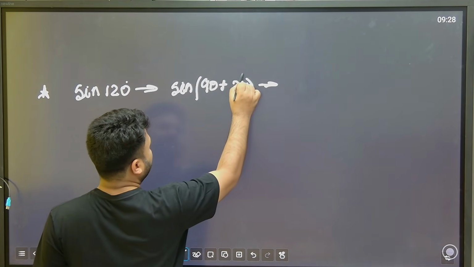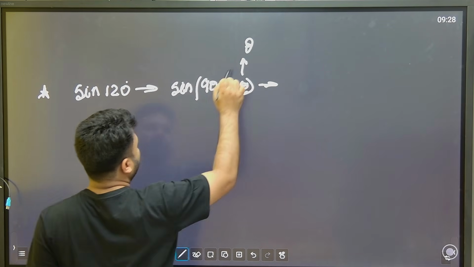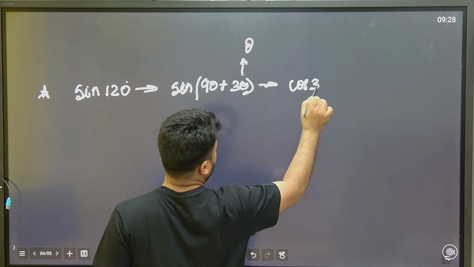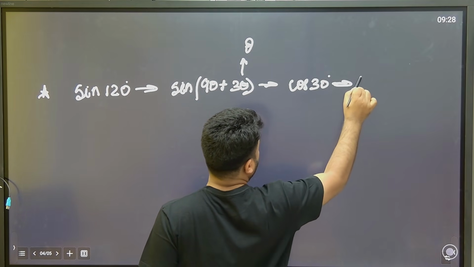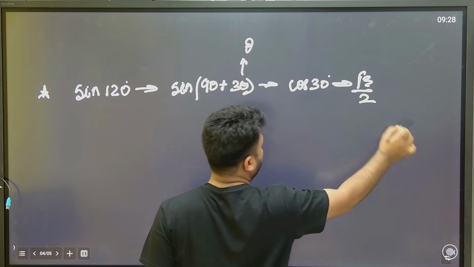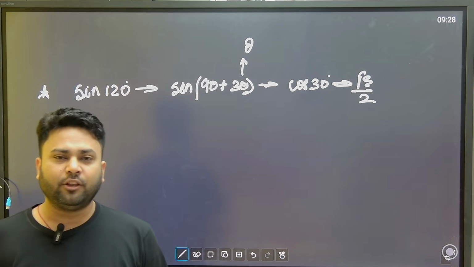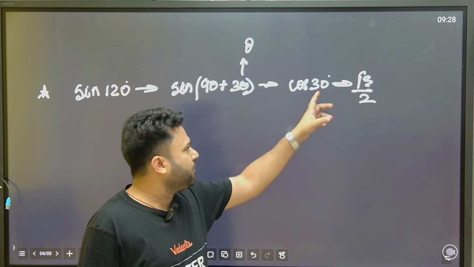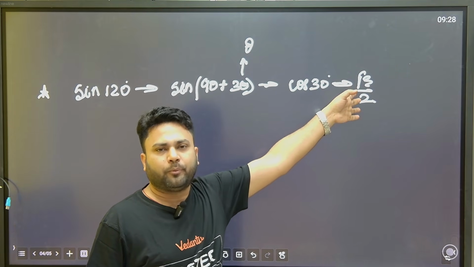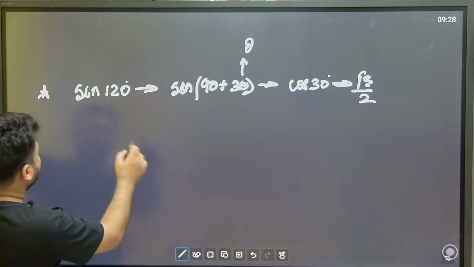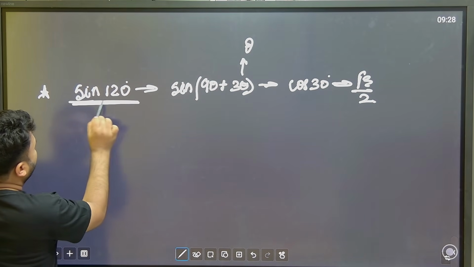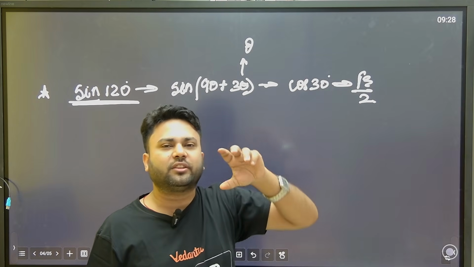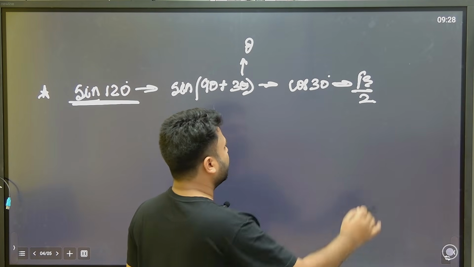This is our theta. So sine 90 plus theta is cos theta, so it will be cos 30 degree. Cos 30 degree means root 3 by 2. Now, when you are writing the final answer, you just check whether you should put a plus sign or a negative sign. They are asking about sine 120 degree, and 120 degree lies in the second quadrant, so the answer will be positive, because we know that in the second quadrant sine is positive. So this will be the answer.